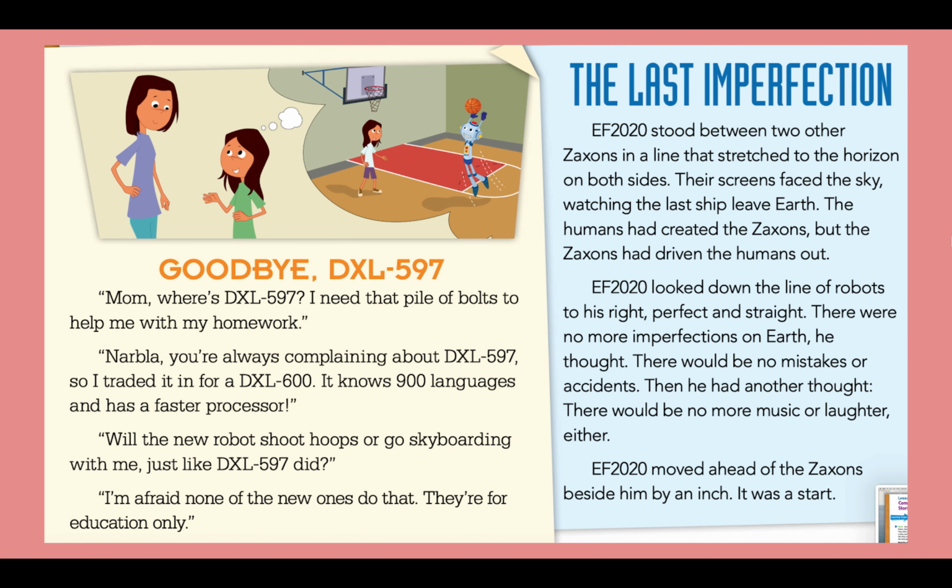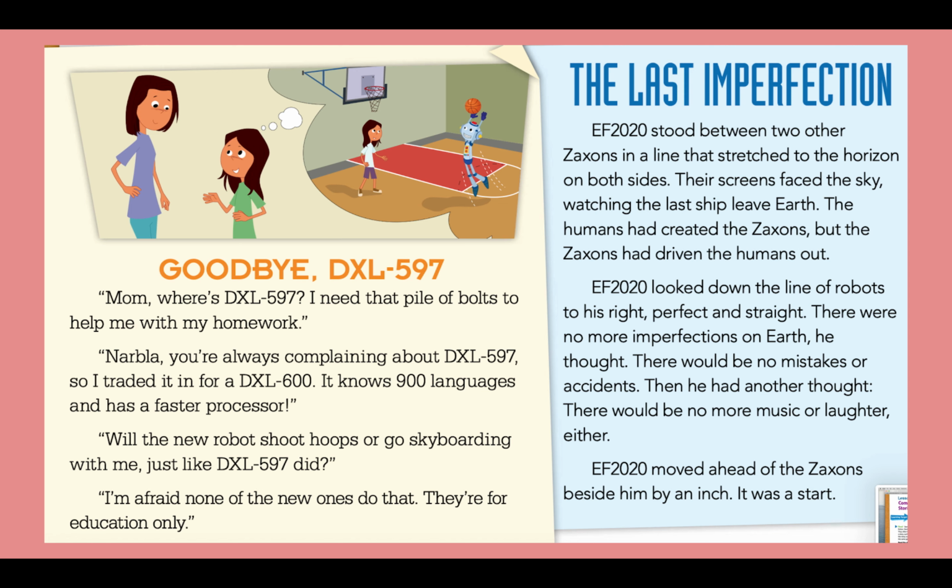Goodbye, DXL 597. Unfortunately, we read this in class, so you might remember. At the top, I see a mother and daughter. It looks like they're having a conversation. And then I see a daughter, looks like she's playing basketball with what looks like a robot. So let's read. Goodbye, DXL 597.